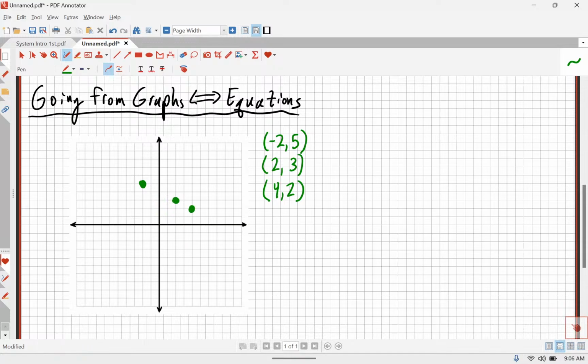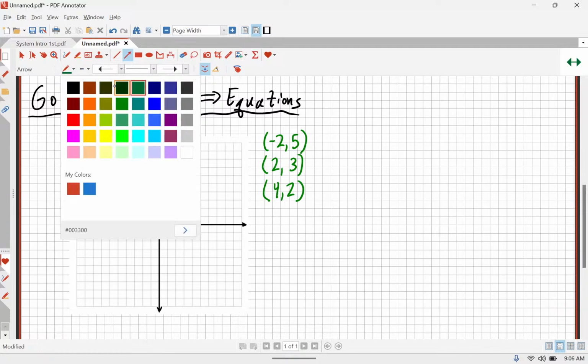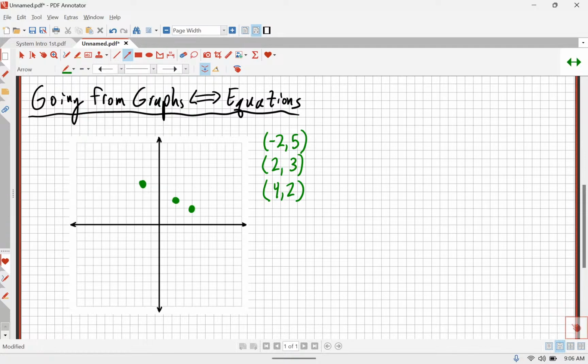These are just points. So (-2, 5) means go 2 left, go up 5, put a dot. Then we're going to go to (2, 3), which goes right 2, up 3, put a dot. And then (4, 2) is go over 4, up 2, put a dot. I'm not giving you the equation yet. That's going to be your job. These are just 3 points that I've made up that exist in space somewhere, and we're just going to put them on there.